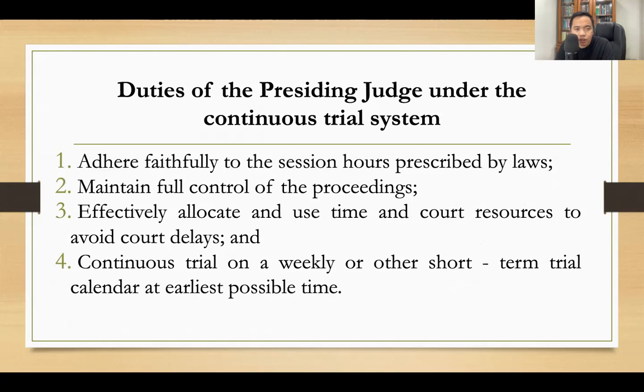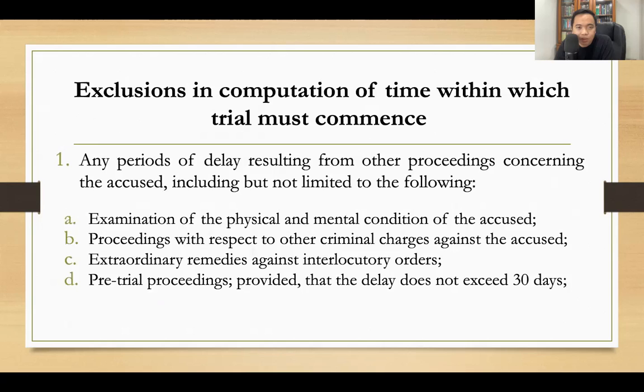So what are the duties of a presiding judge under the continuous trial system? The judge will have to adhere faithfully to the session hours prescribed by law. He shall maintain full control of the proceedings, allocate and use the time and court resources to avoid court delays, and set continuous trial on a weekly or on a short-term trial calendar at the earliest possible time.